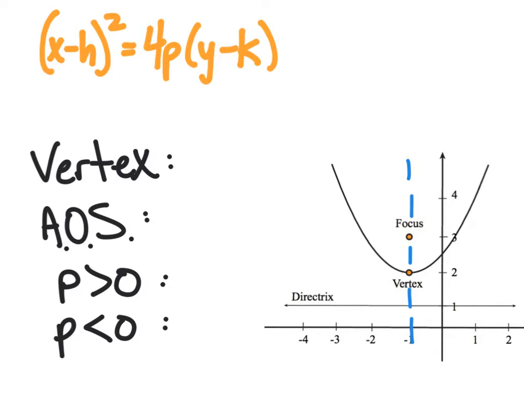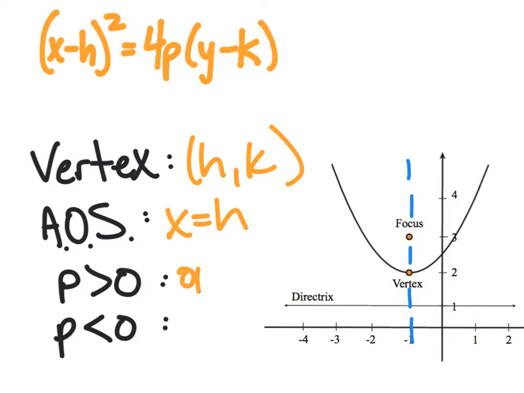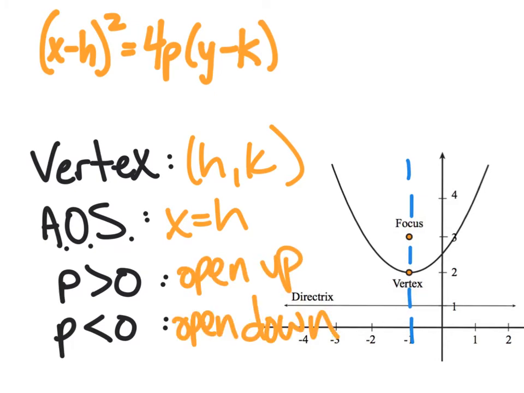But the vertex is still just at (h, k), and the axis of symmetry is still at x = h, going right through the vertex. If the p is greater than 0, then the graph is going to open up. And if it's less than 0, then it will open down.